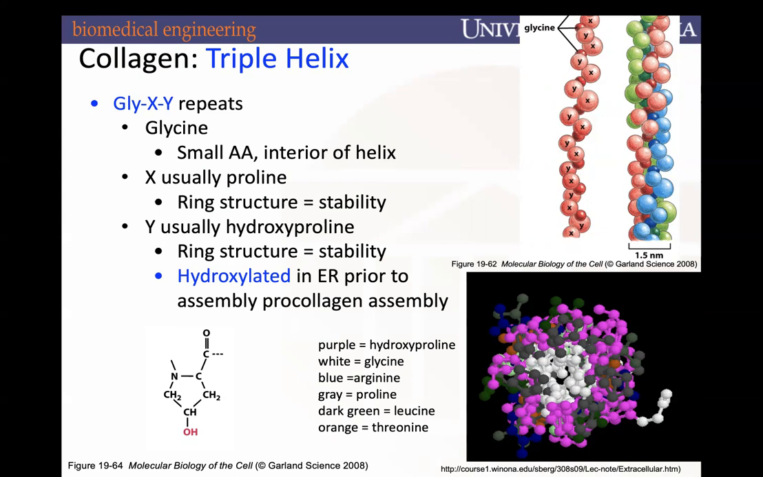And so what you'll note here, on the X-Y repeat on the left, is there's a smaller, not letter-labeled ball. That's the glycine that serves as the backbone for collagen. And so typically it's on the interior of the helix. The X amino acid, the X motif, is typically proline. And again, that proline is really important because it kinks and provides that turning that helps form the helix. The Y is typically hydroxyproline.